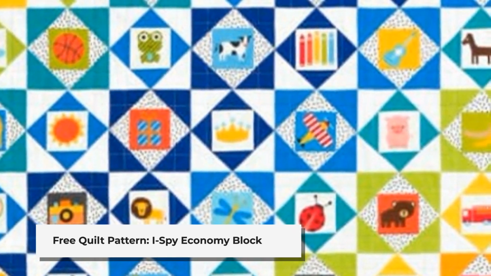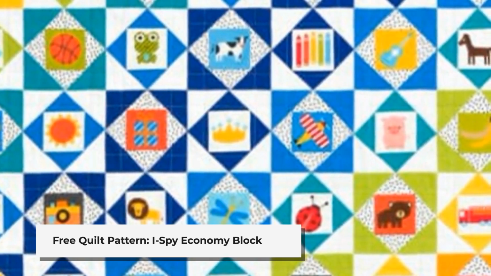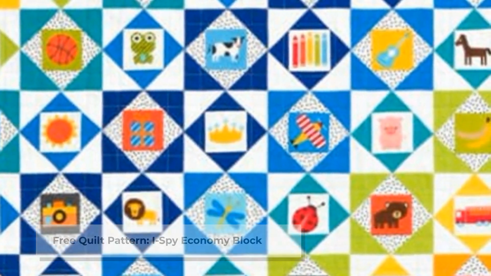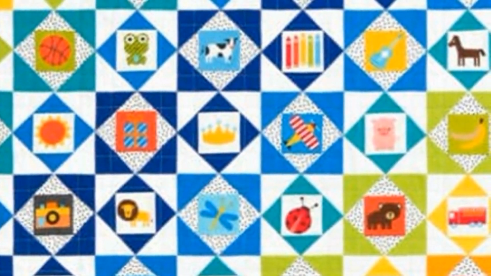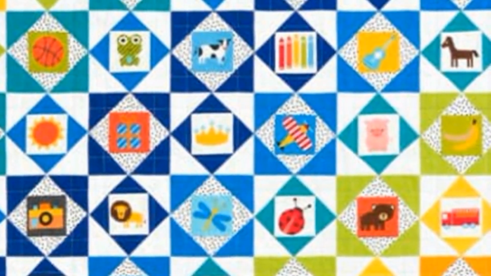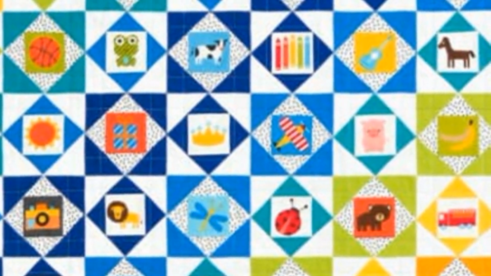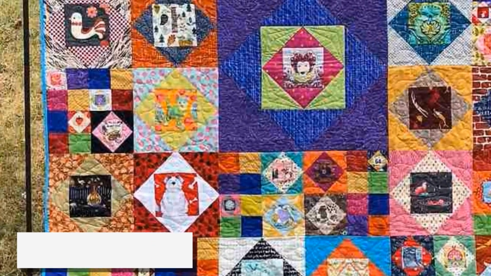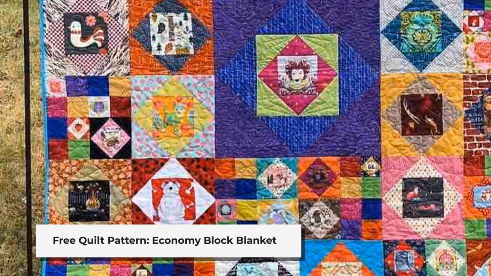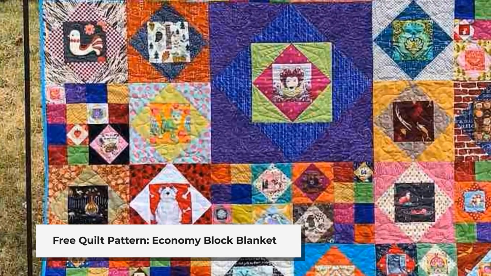This pattern creates a 42 by 48 inch quilt filled with eye-catching images. It's not just a beautiful piece of art, it's also an interactive game for children to find specific objects within the quilt. If you're looking for a larger project, the Economy Block Blanket Quilt might be just what you need.